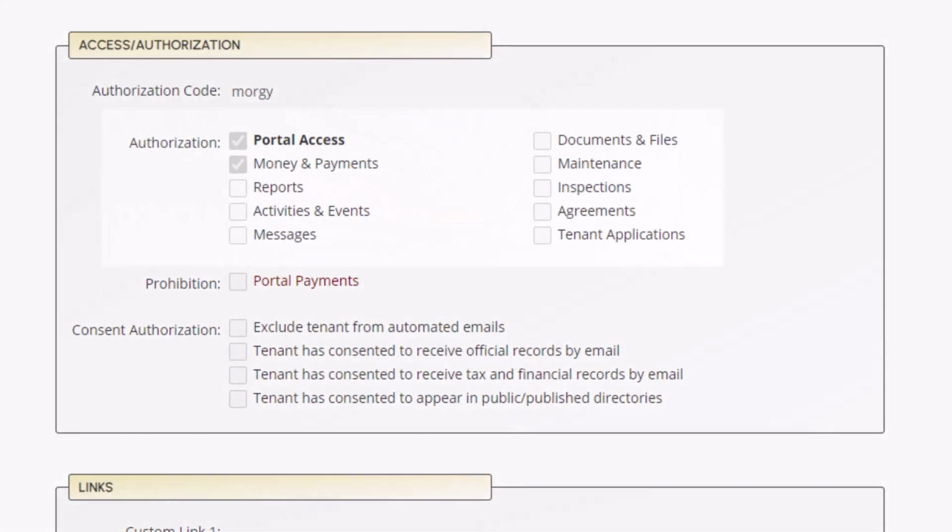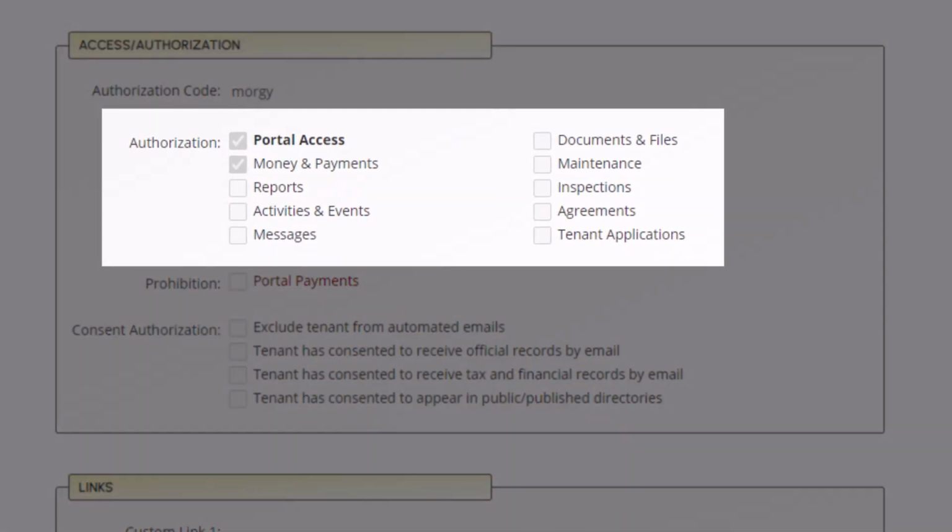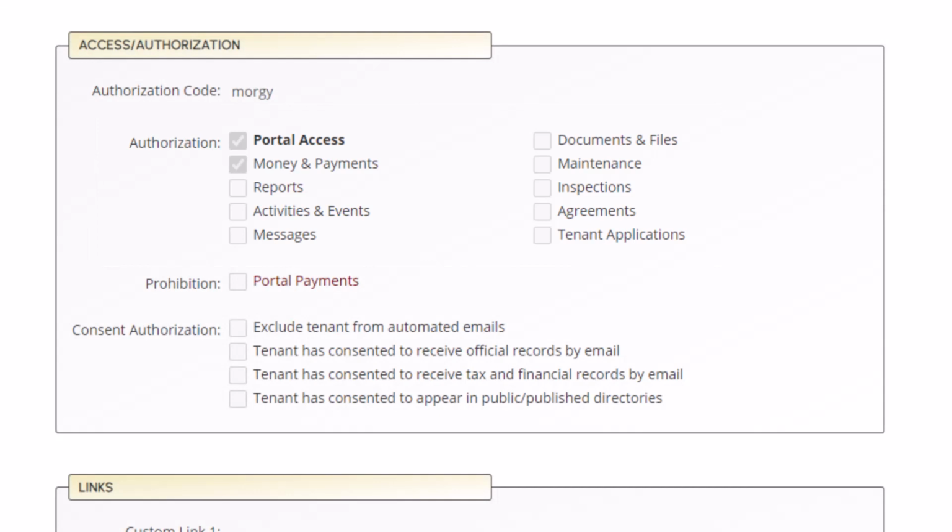Here we see this tenant has portal access and has money and payments enabled. This means they're all set up to make a payment. There's nothing else to do. You can set up all tenants at once in your configuration, or set them up individually in their portal view. But again, this is covered elsewhere, in Portal Help Resources.